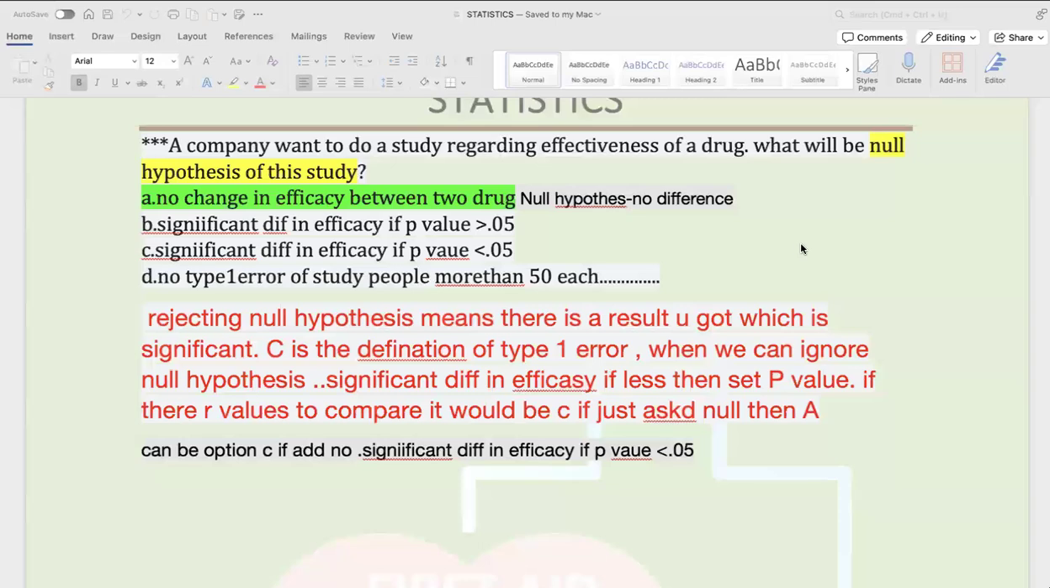Next, a company wants to study the effectiveness of a drug. What will be the null hypothesis of this study? Now, this is one of the things which no one likes to remember or actually wants to know, but you just understand what I'm saying now. So a company wants to do a study regarding effectiveness of a drug. And what will be the null hypothesis of that study?